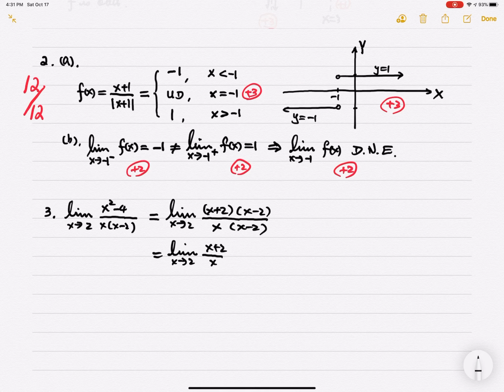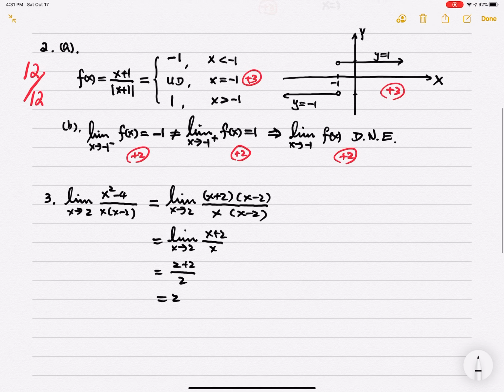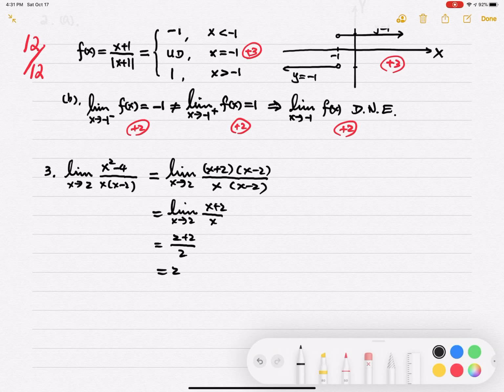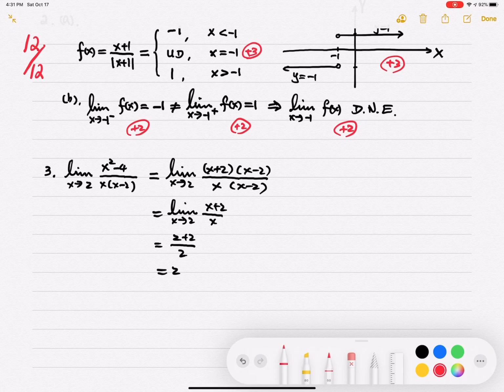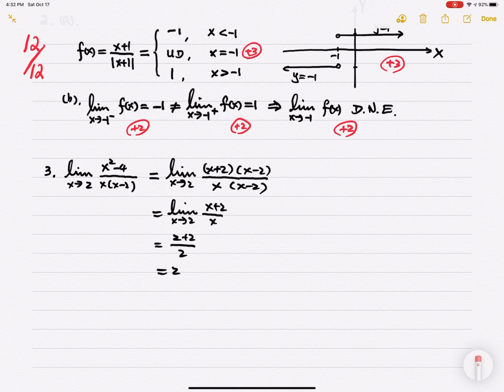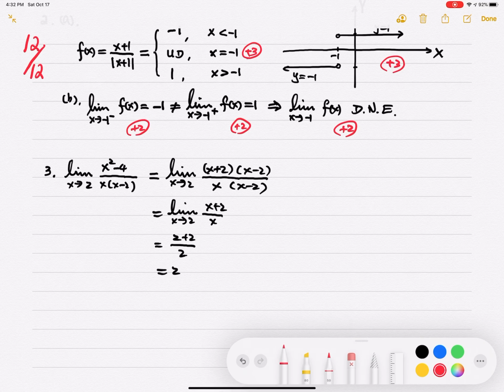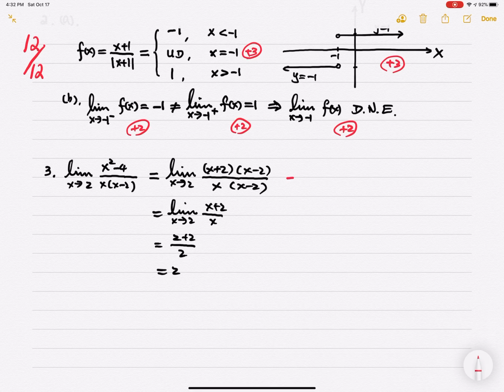Now this time, because the function is defined at 2, this is a new function. So here we just plug in 2. 4 over 2 is 2. So it's like that. Well, I would say this is 5 points, this important step. And then the rest of it is 3 points because this is 8 points.